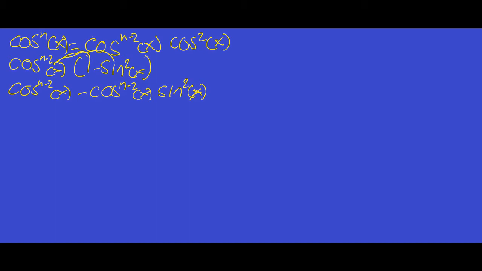Susunod naman is ititignan natin itong binomial. For now, ignore muna natin ito, kasi wala naman siyang base sa integral. So, ito naman, kaya natin ito integral by parts. Itong negative cosine raised to the power n minus 2 sine squared.